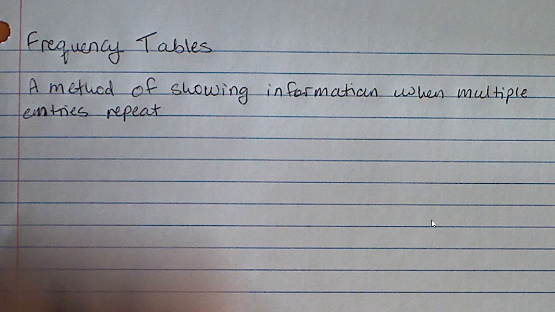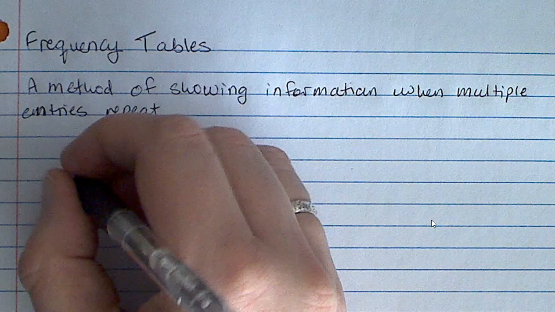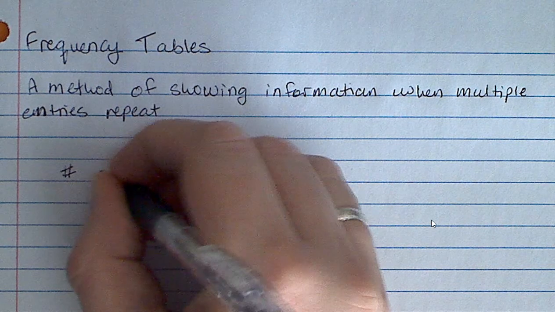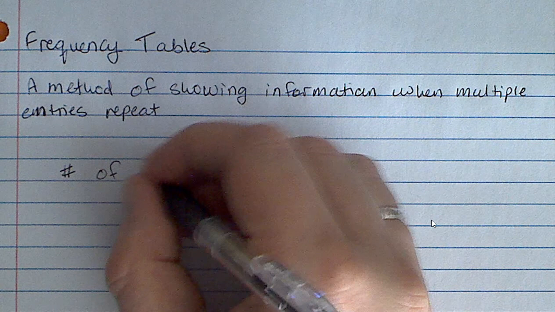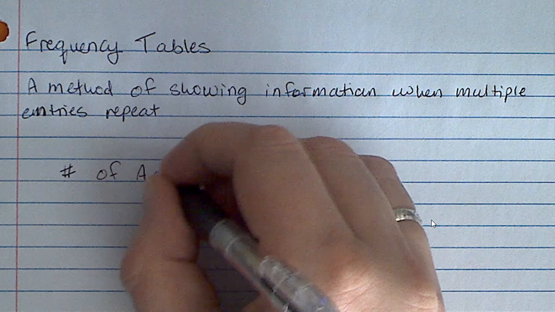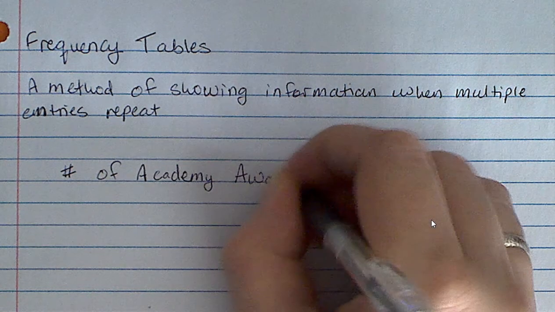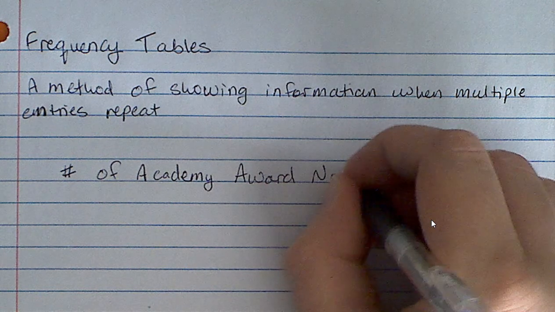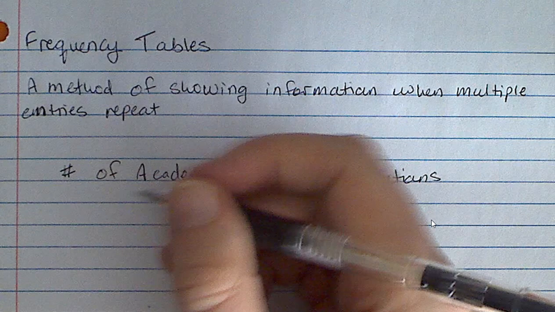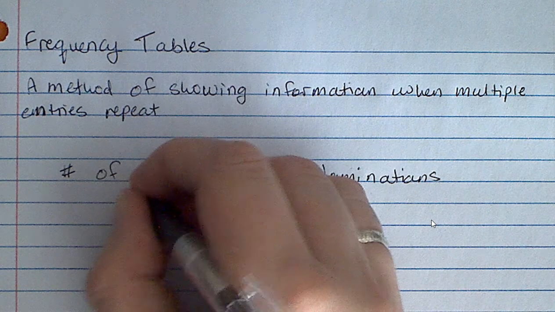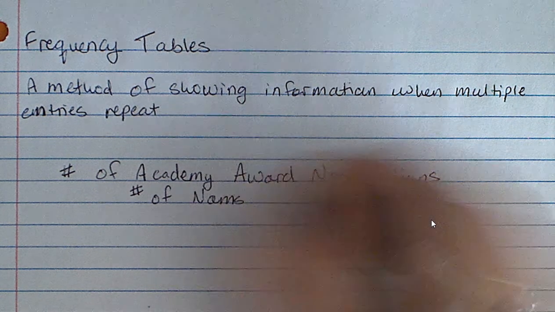So an example would be, let's say, I'm going to make a frequency table for number of, and I'm just making this up off the top of my head, so this isn't made on actual data, but let's say number of Academy Award nominations. So this is going to be number of nominations and then frequency.